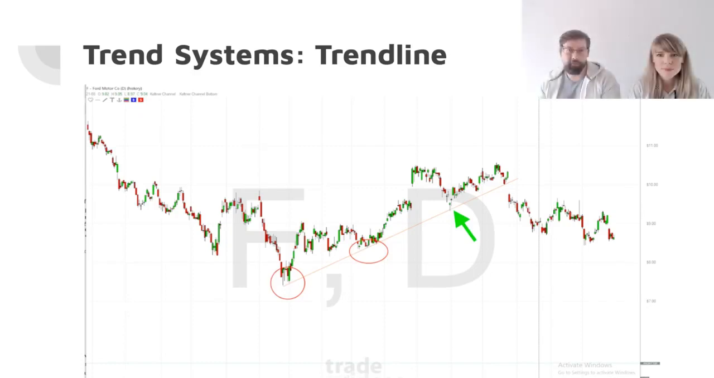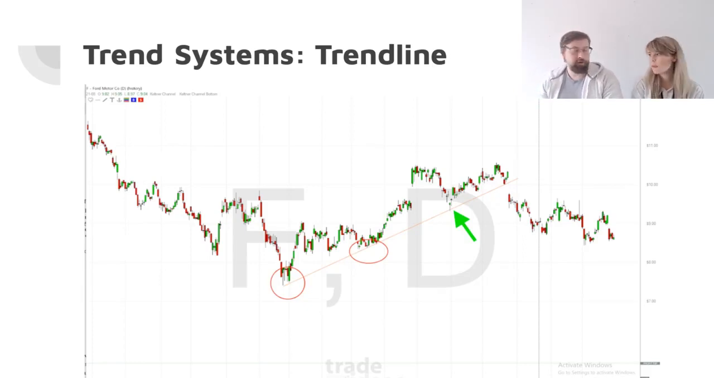So I pulled up Ford Motor Company here, and you can see the 2 circled areas are the 2 points that initiate the line. The green arrow is the third touch of the line. So a simple trend line system may say, I'm going to draw a trend line and connect 2 points, and when the third point hits, I'm going to buy it. I'm going to put my stop X percentage below it, so I know when I'm wrong, I'm out, and try to take profits at 2 or 3 times whatever that risk is.